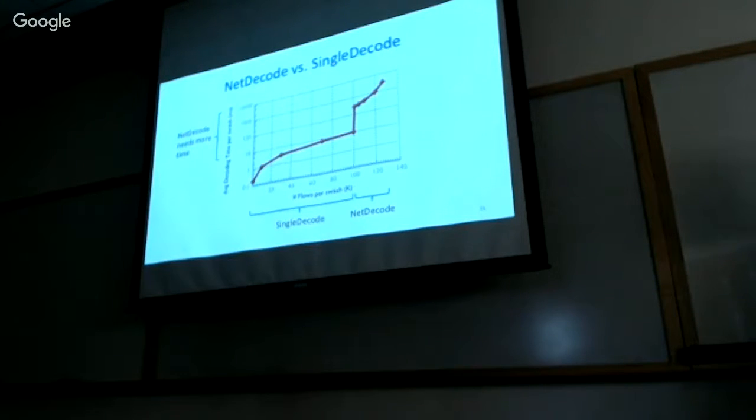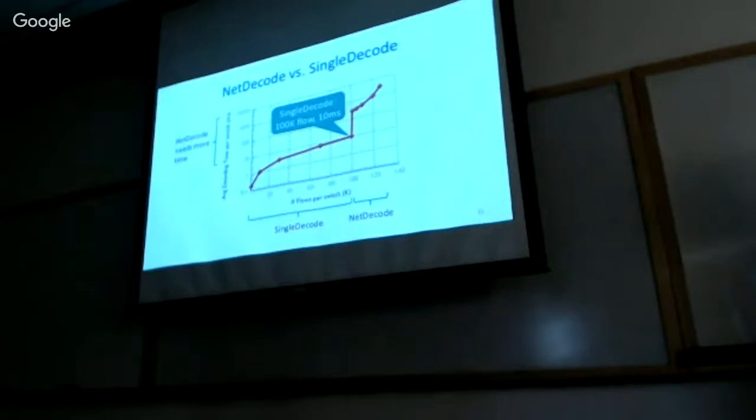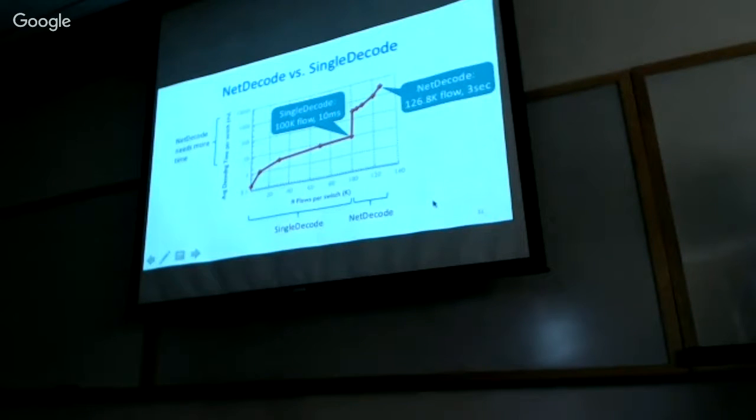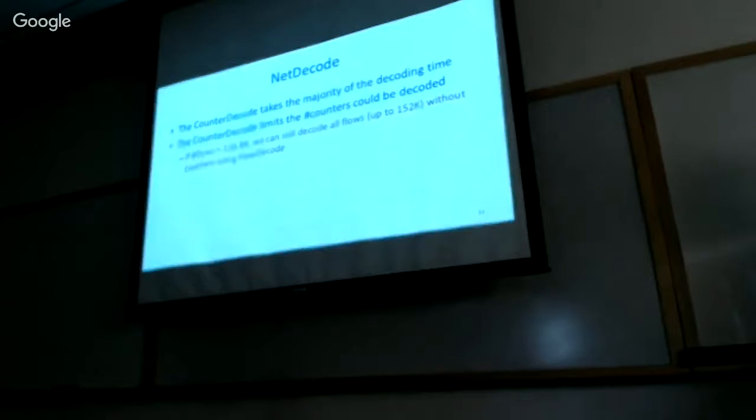More specifically, single decoding 100K flows takes 10 milliseconds, while network-wide decoding 126.8K flows takes around 3 seconds. We also analyzed the network-wide decode, and we find the counter decode actually takes the majority of the decoding time. The counter decode also limits the number of counters that can be decoded. So this brings another benefit: if the number of flows is still too large for the counter decode, we can use only the flow decode to get all the flows without counters, and the number is up to 152K.